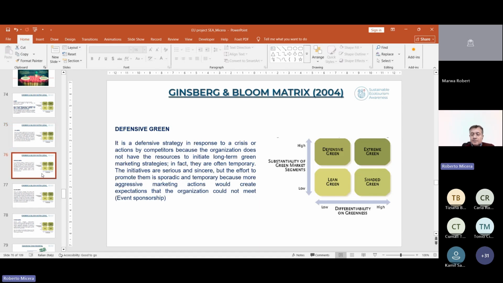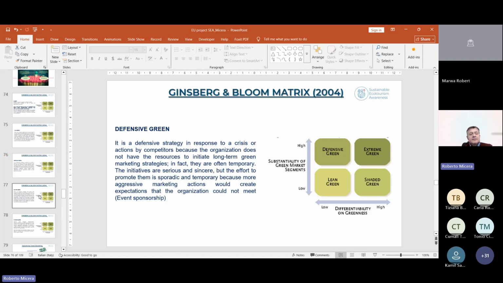In the second strategy, we have defensive green, when we have high substantiality of the green market segment and low differentiability of greenness. It's a defensive strategy in response to a crisis or action by competitors, because the organization doesn't have the resources to start a long-term green marketing strategy. The initiatives are serious and sincere, but the effort to promote them is sporadic and temporary.